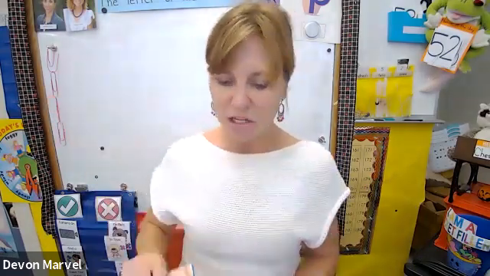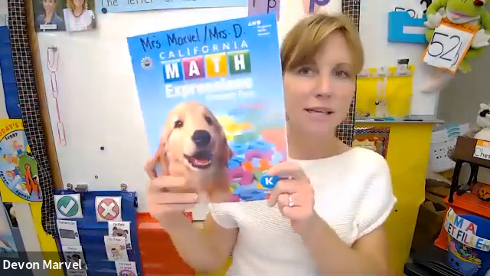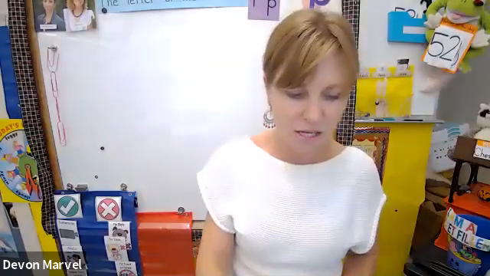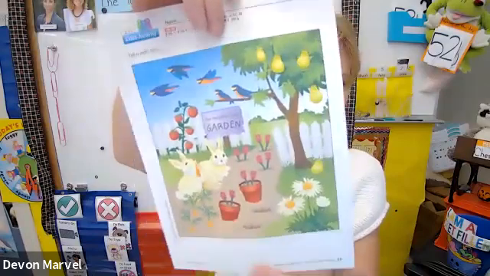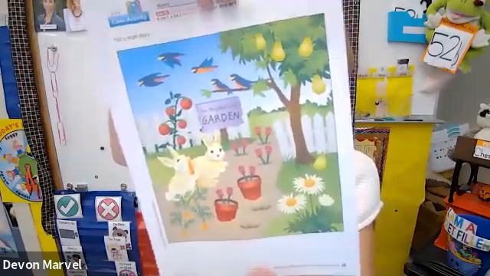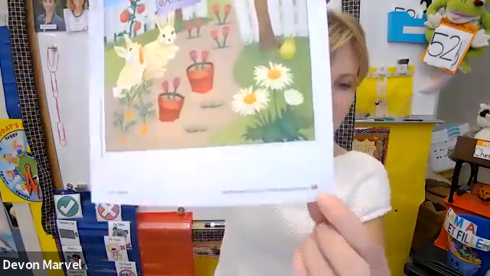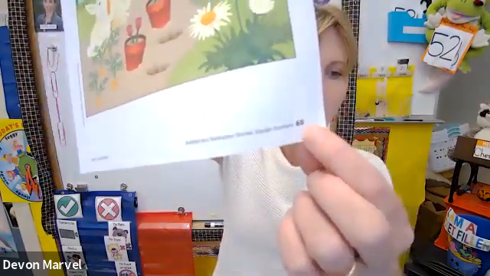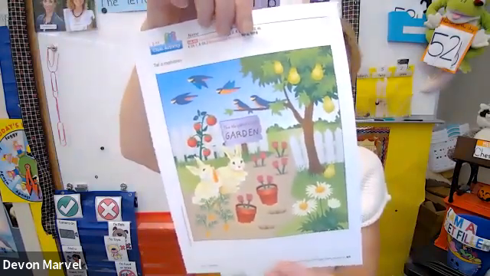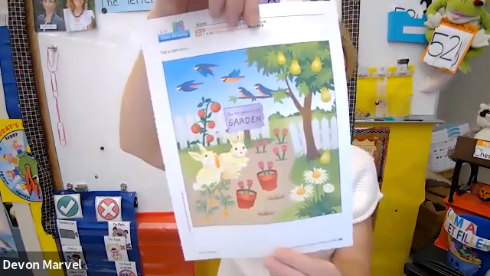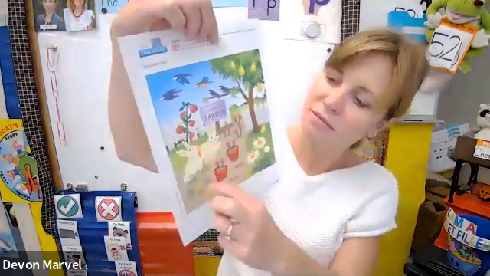So in your math book, you are going to turn to page 65. 65 looks like this. And on that page, you're going to see a cute little garden. It's called the neighborhood garden. Here's that number 65 down there. And in it, you'll see some cute little animals, some fruits, some veggies.